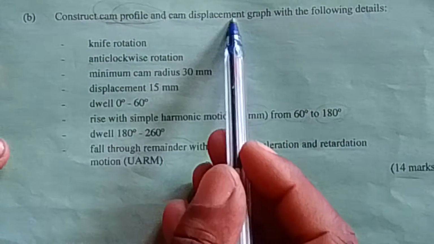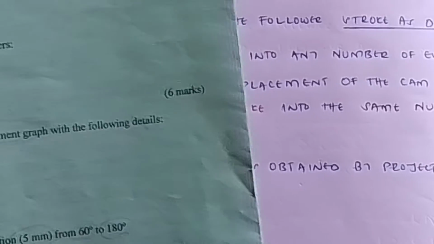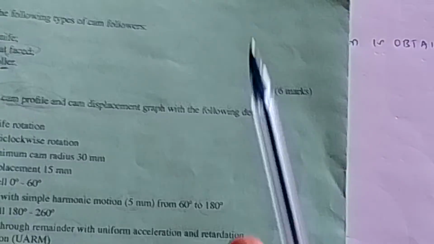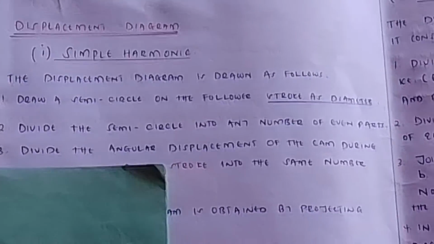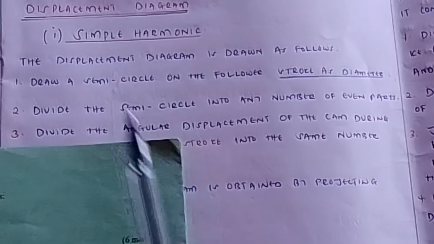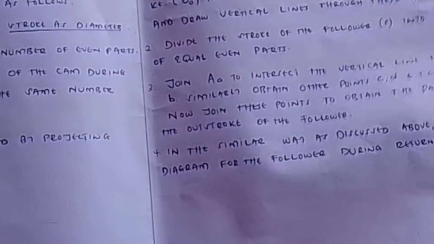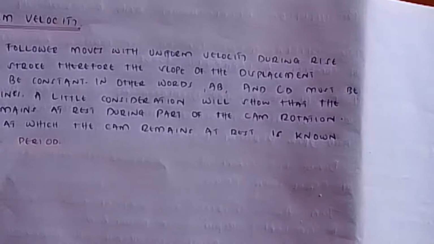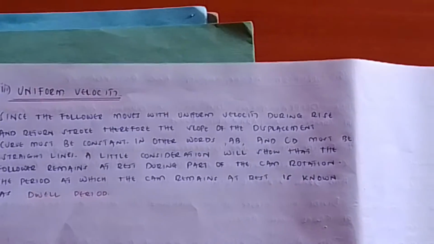The cam displacement will be combined. It will not be for simple harmonic only. It will be for simple harmonic and uniform acceleration and retardation, as we have been seeing. So you must also know how to construct a displacement diagram under simple harmonic separately first, and also know how to construct a displacement diagram under uniform acceleration and retardation. You must also know how to draw a displacement diagram under uniform velocity separately, so that you can know how to draw when all of them are combined.